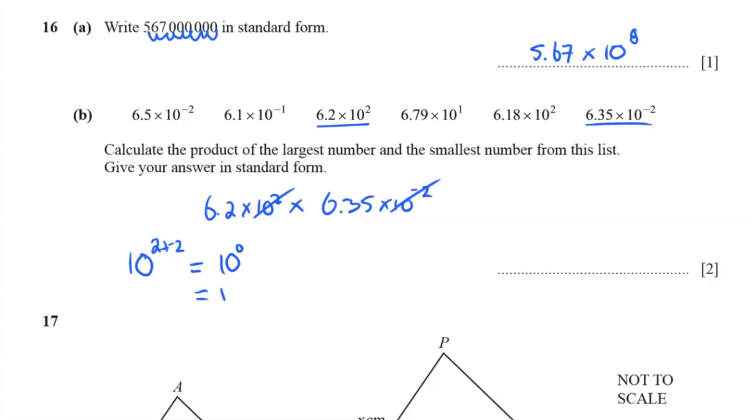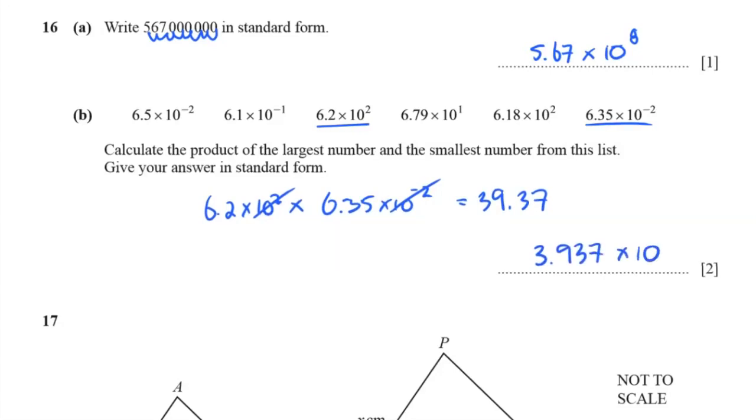We can put that into a calculator and work out that 6.2 times 6.35 is 39.37. That is the answer, but it didn't ask us to present it like that. It said give it in standard form, and so we would change that to 3.937 by 10 to the 1, which is just by 10. I don't think we need to write the 1, but we will write it just to be safe.